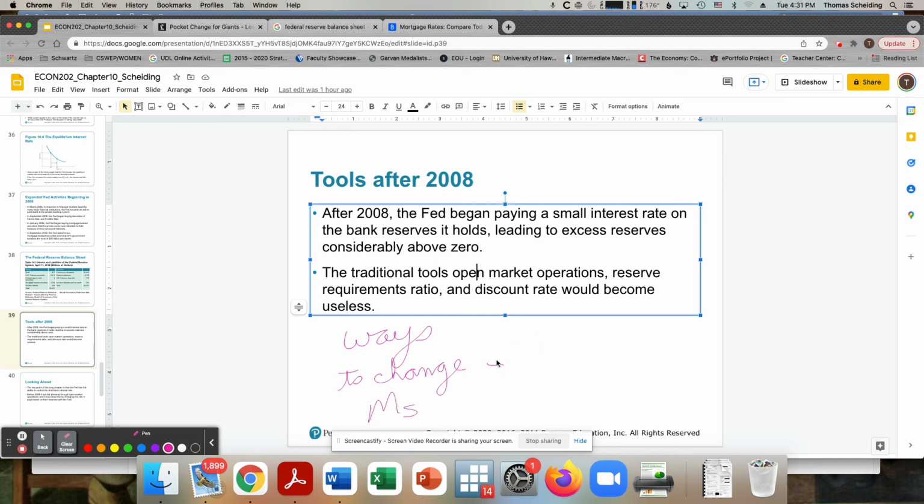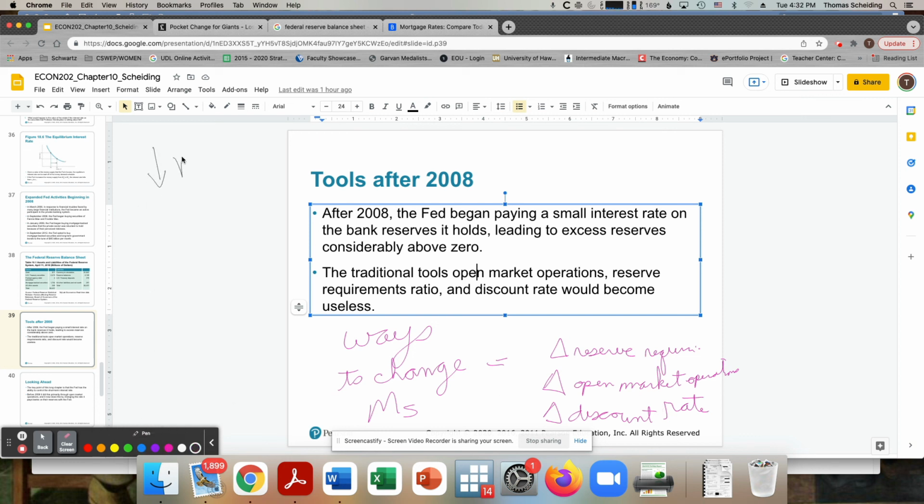If we look at ways to change the money supply, then the changes would be you can change the reserve requirement. You can change your open market operations. And you can change what's called the discount rate, which is the interest rate that banks pay when they borrow money from the Federal Reserve directly.